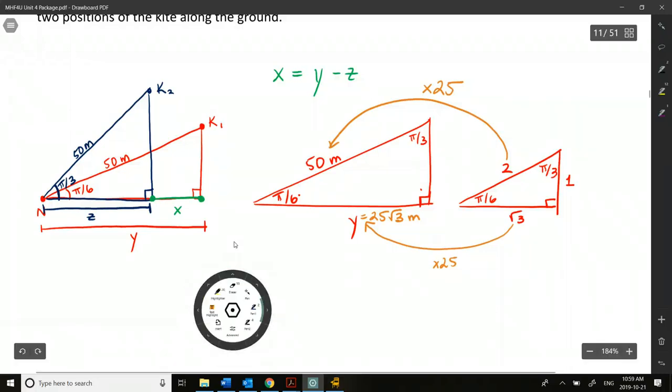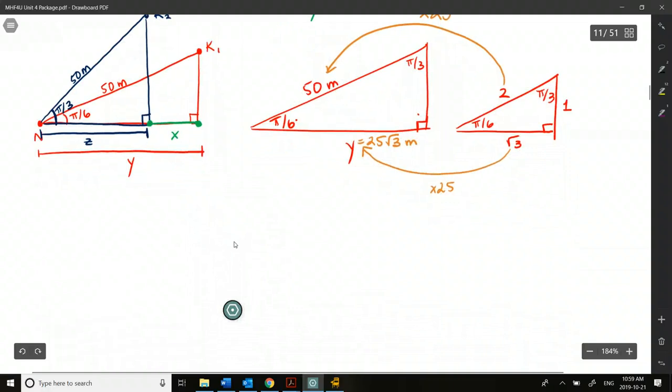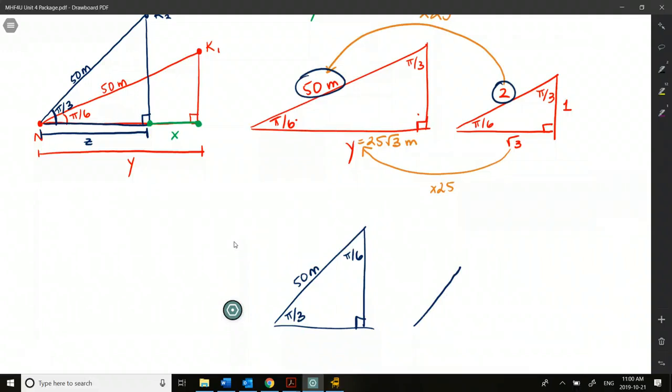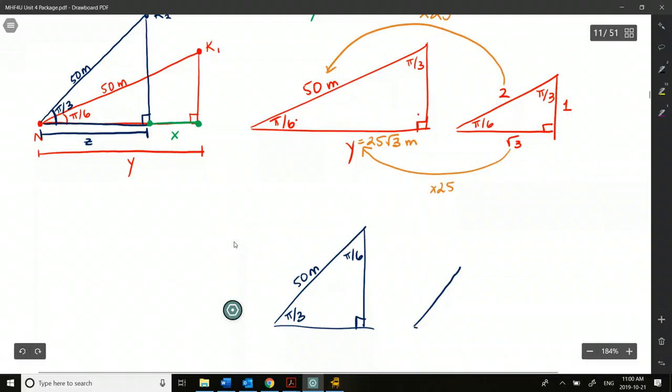Now I want to look at the dark blue triangle here. And that is pi over 3, pi over 6, and we know this is 50 meters again. Why are we timing it by 25, sorry? So to get from 2 to 50, I must have multiplied by 25. So I'm just figuring out what that scale factor is.